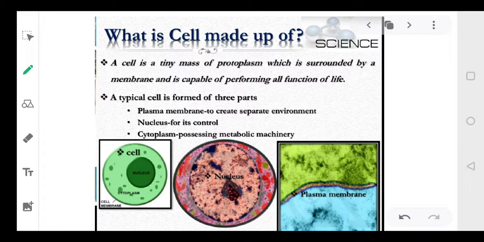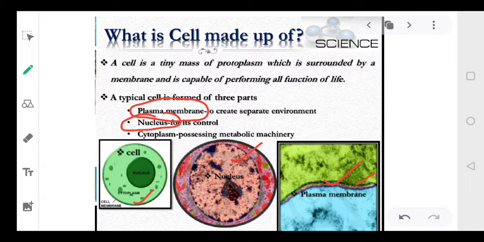Then what is a cell made up of? Cell किन चीज़ों से बना होता है? A cell basically has three important parts that we'll discuss. One is the plasma membrane. You can see in the diagram, we have indicated the plasma membrane. Second is the nucleus. This is the nucleus, right? And third is the cytoplasm.